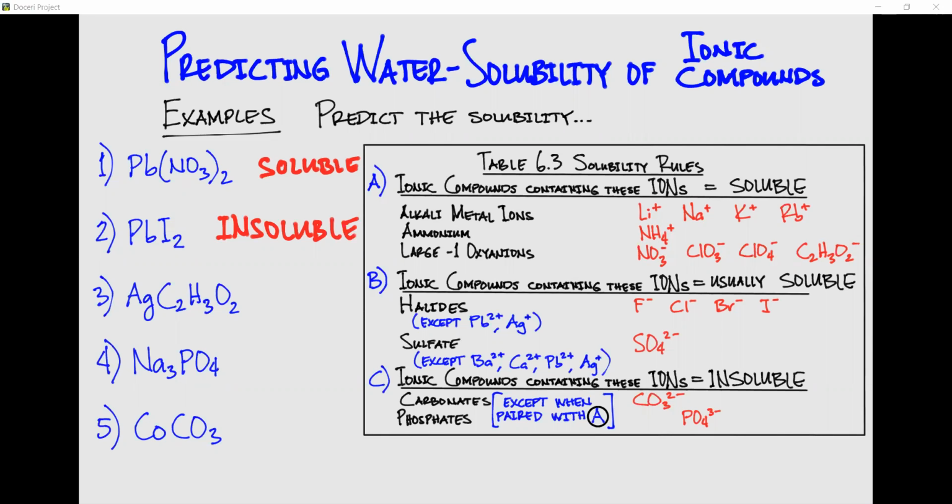Third one here, we have silver acetate, and we have an acetate ion here, C2H3O2, which is this one right here. Any ionic compounds containing acetate ion will always be soluble in water. So this is soluble.